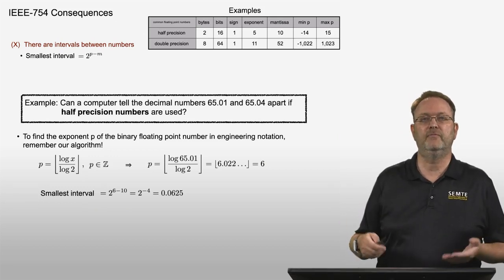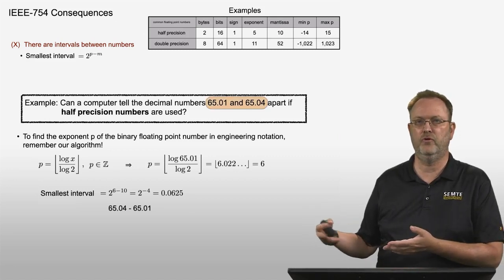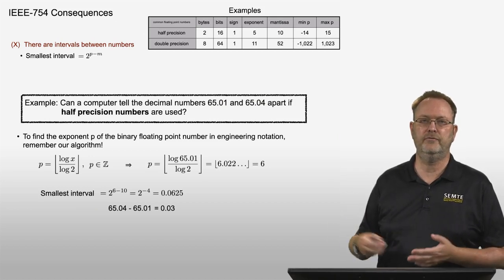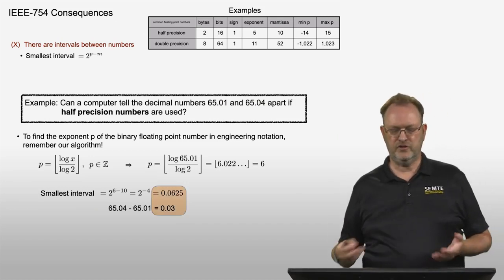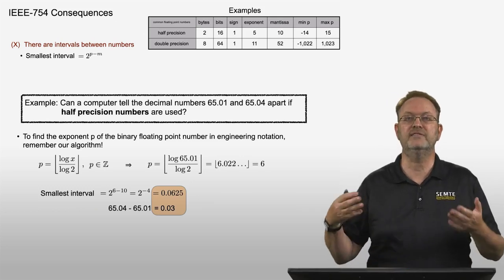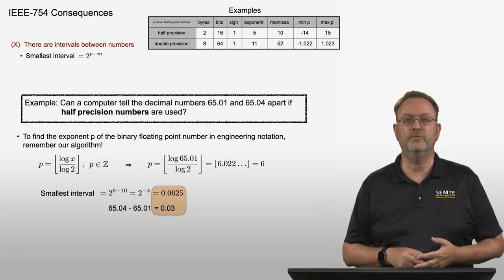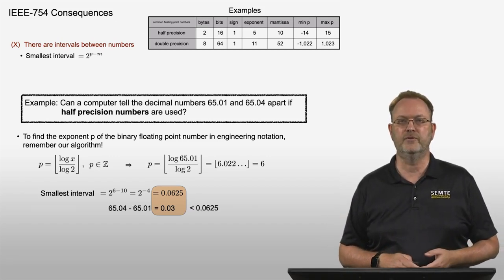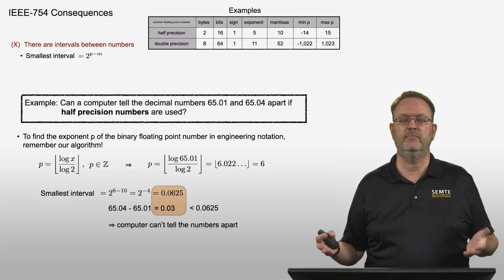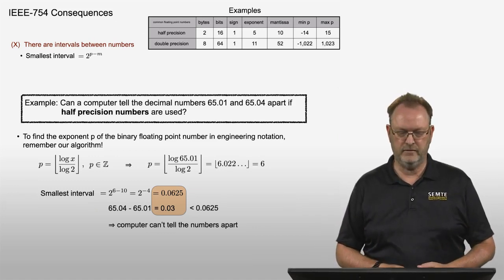Now, we have the number 65.01 and the number 65.04, and the difference between those two numbers is 0.03. So the smallest difference that a computer can tell apart is 0.0625. It is larger than the difference between these two decimal numbers, which means that the computer will not be able to tell these two numbers apart. To the computer, these two numbers are identical.